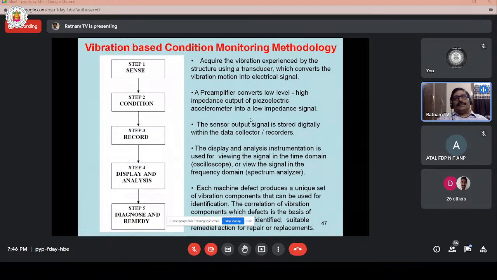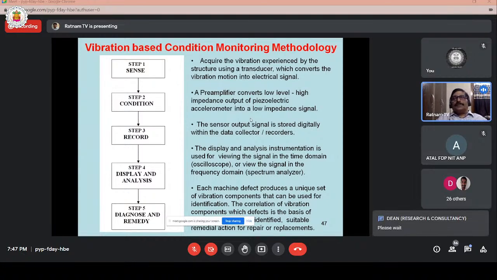So these are the typical steps used in vibration-based condition monitoring. There are five steps: sense, condition, record, display, and analysis. Acquire the vibration experienced by the structure using a transducer, which converts the vibration motion into electrical energy. These transducers can be displacement probes, velocity probes, or accelerometers. The transducer produces a low-level, high-impedance output, so a preamplifier is required to convert it into a low impedance signal.